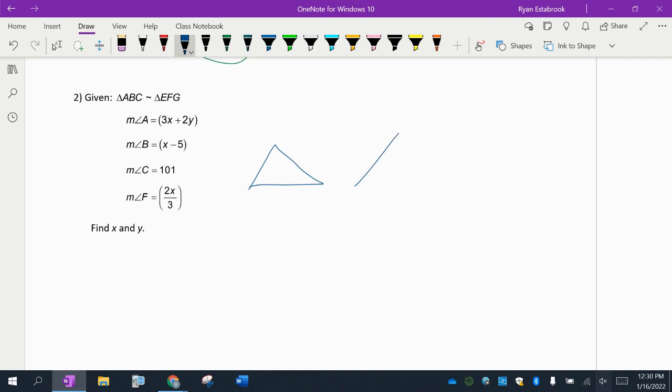And I'll try to make them look somewhat similar to each other. Definitely have the same orientation. So A, B, C, E, F, G, looking something kind of like this. Angle A is 3x plus 2y. Angle B is x minus 5. And angle C is 101 degrees.